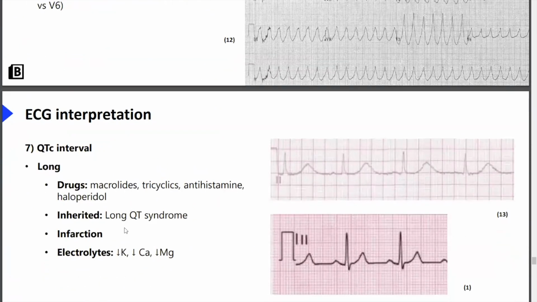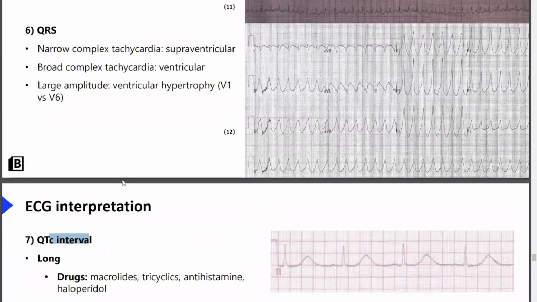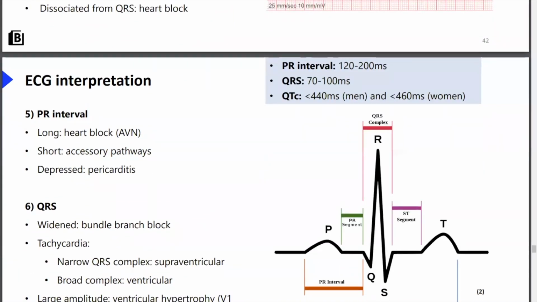Okay, last 5 minutes, I promise. So you've done the QRS. The next thing is to look at the QT interval. So that's this interval here, QT, yeah? The time taken between ventricular depolarization and repolarization.